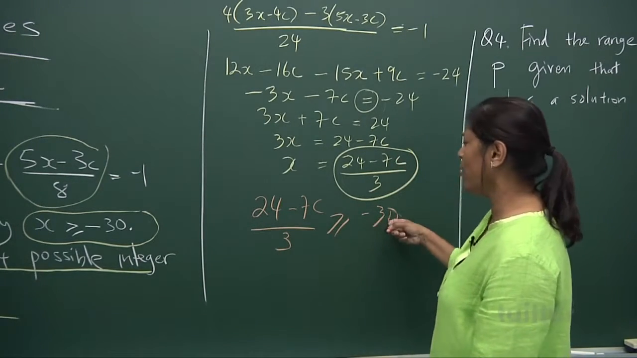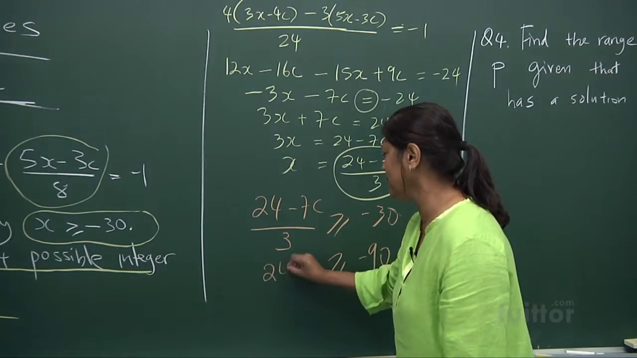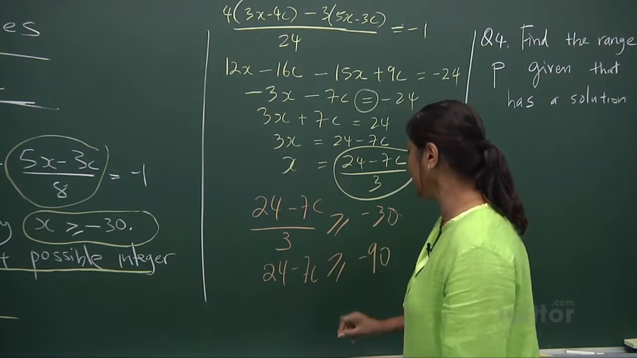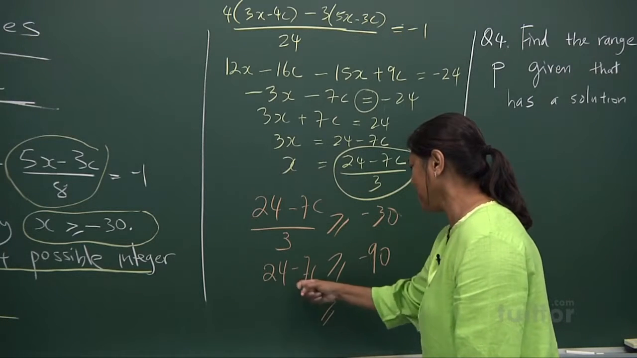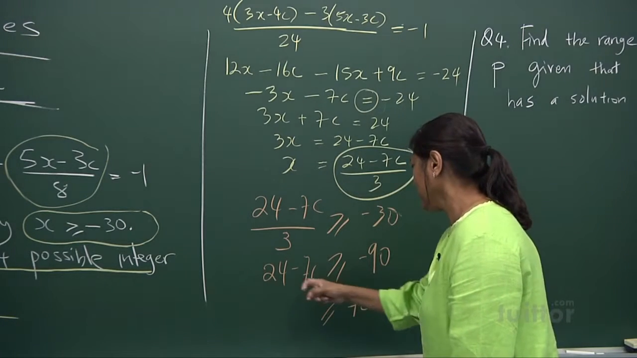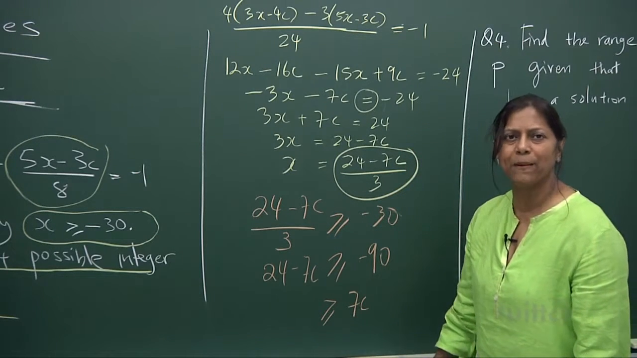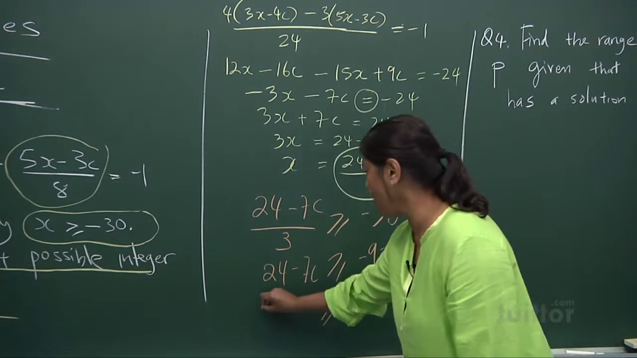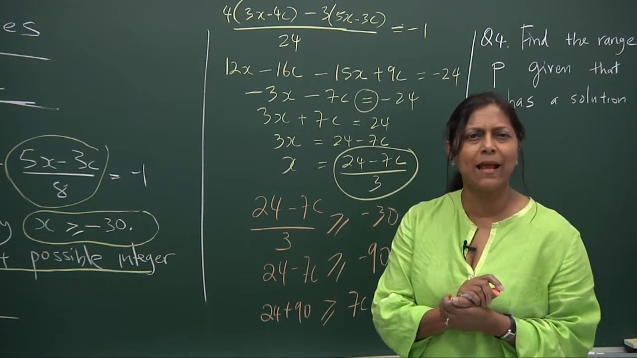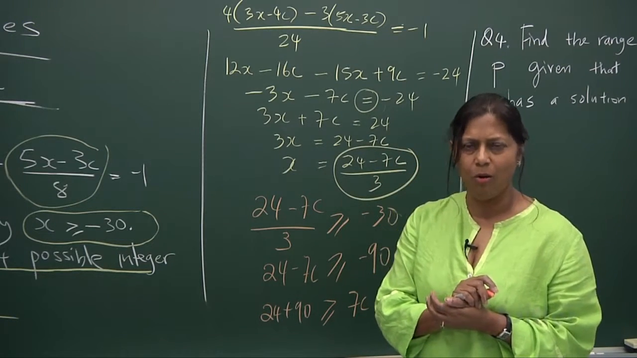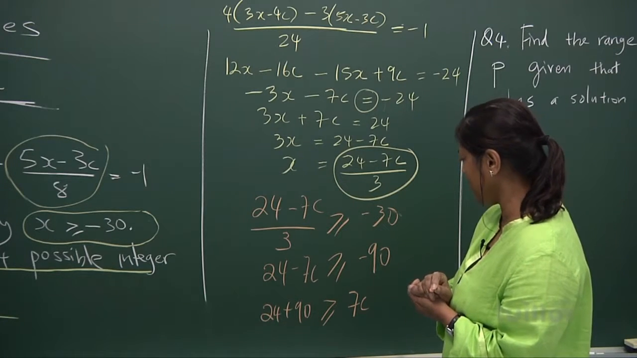Bring the 3 over, you get minus 90, and 24 minus 7c. Bring the 7c over, and minus comes here becomes a plus. The minus 90 moves over, you get a plus, so you get 24 plus 90. Now my dear friends, what's 24 plus 90? A 114, right? You get 114.